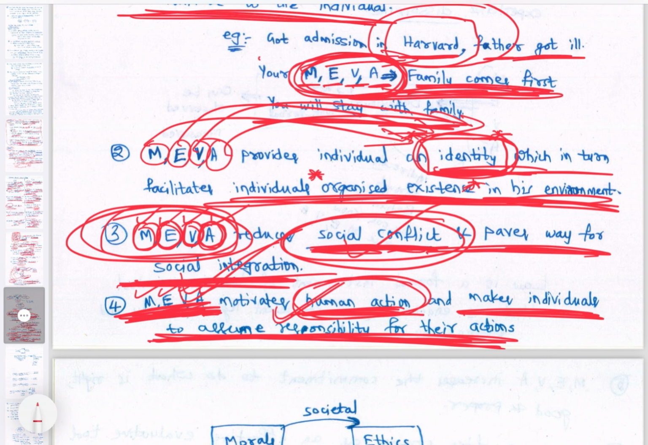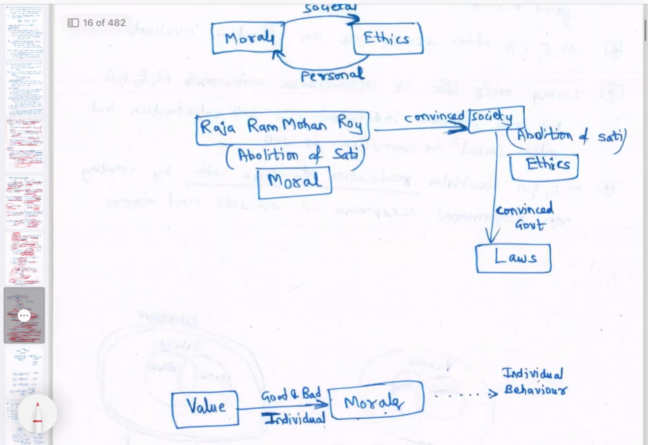Like Gandhi, like Raja Ram Mohan Roy. Why did he fight against Sati? Because Raja Ram Mohan Roy's morals, ethics, values, and attitudes were against Sati. So those morals, ethics, values, and attitudes motivated him to take action against Sati. So these are what motivate human actions and make individuals assume responsibility for their actions.